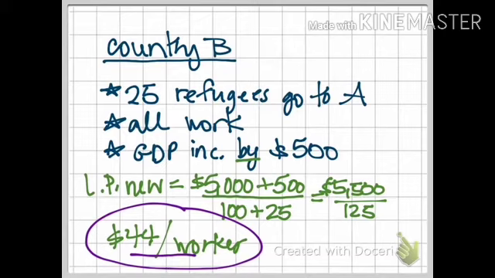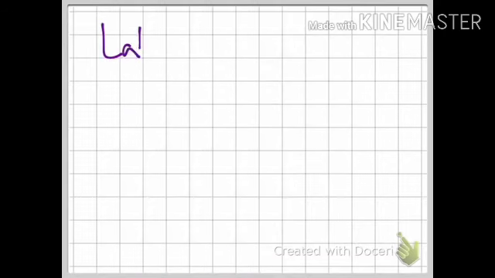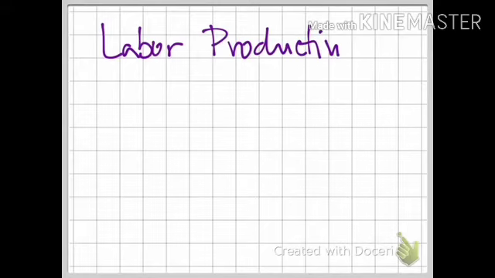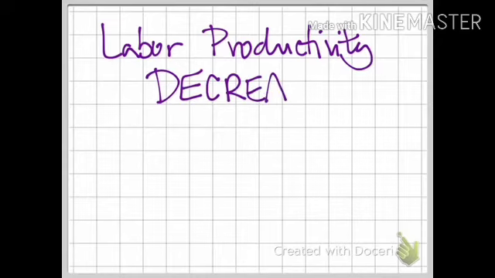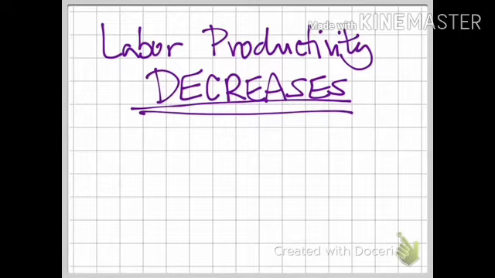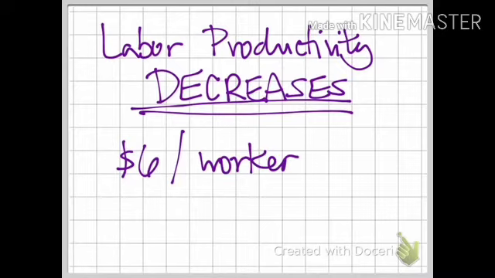So what does this mean? This means that in this example, even though total GDP went up, labor productivity actually decreases. This was because those 25 new refugee workers that came in were not as productive as our original workers. The question might also ask how much the change was. The change here was a decrease of $6 per worker. So that's just a quick little example to show you more about labor productivity.